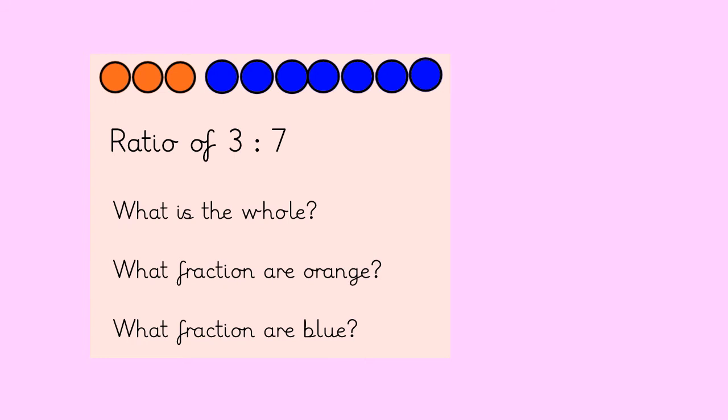This picture shows a ratio of 3 to 7. There are 3 orange circles for every 7 blue circles. Pause the video and have a go at answering the questions. What is the whole? What fraction of the circles are orange? And what fraction of the circles are blue?